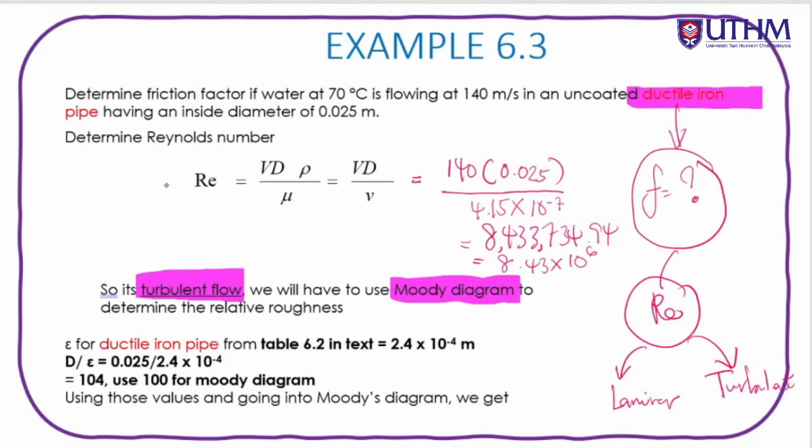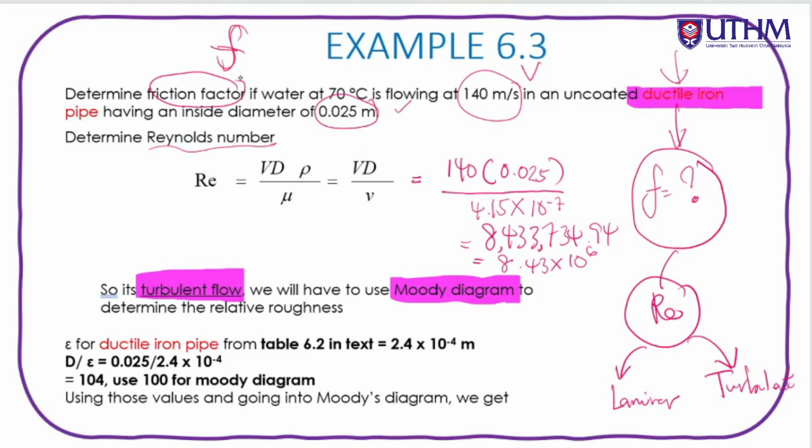Okay, sorry, kat sini pun saya ada counting sikit. So disuruh determine a friction factor if water at 70 degrees Celsius is flowing at 140 meter per second given V in an uncoated ductile iron pipe having an inside diameter of 0.025 meter. So determine the Reynolds number. So dia nak suruh kira F.